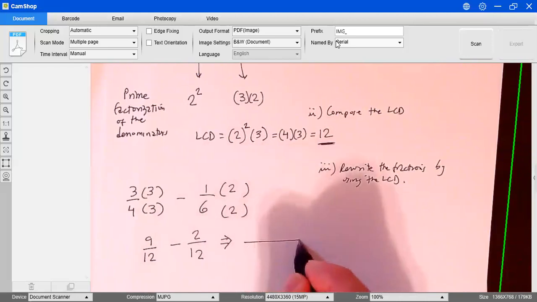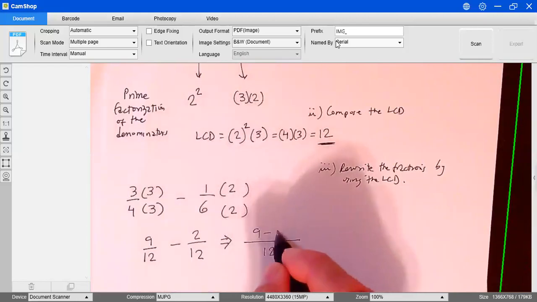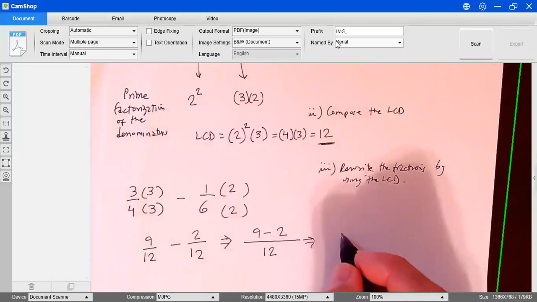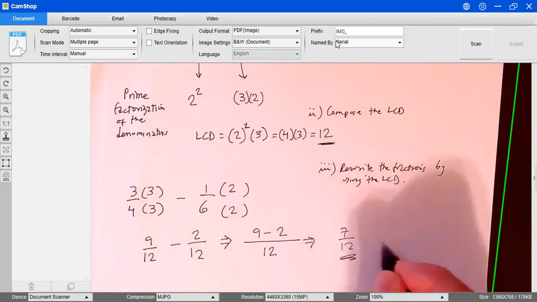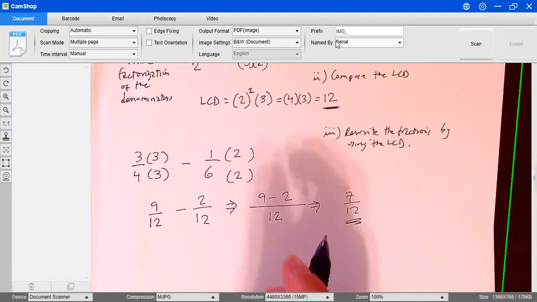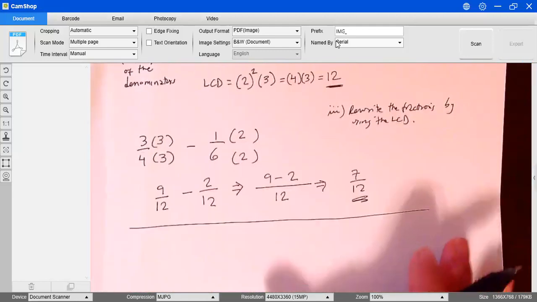So we write the least common denominator, we write the difference of the numerators, and we finish this process. So we're going to have 7 over 12 as our final answer. So that's example 9. We're going to work one more example, and then you might have some work to do.